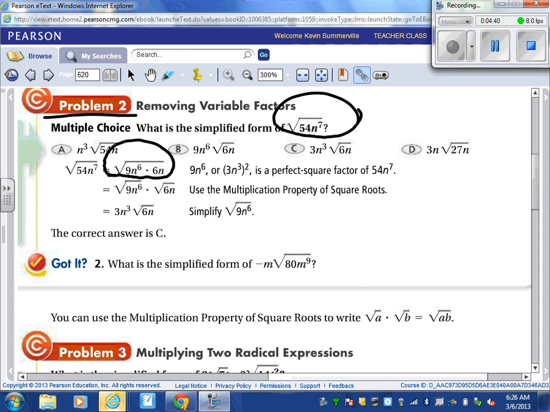Notice they put a 6 above the n. The reason they do that is you want to change the exponent to an even number with the perfect square, so that when you add the exponents together, you get 7. So you'll end up with n to the 6th and n to the first power, where those two exponents add up to 7, which was the original exponent.